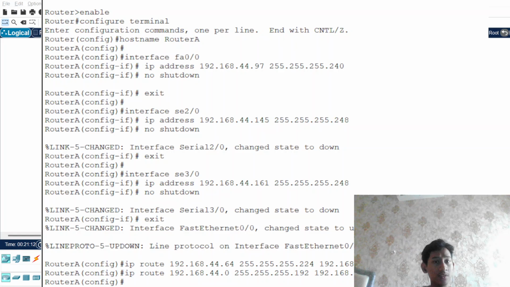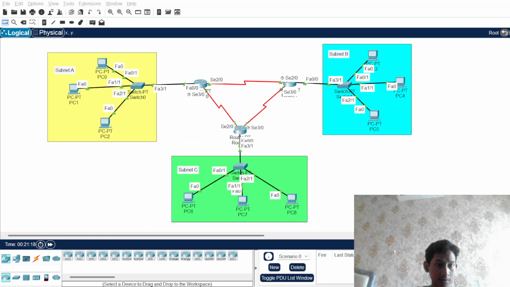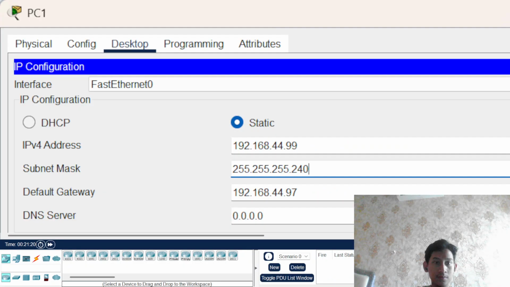After completing the router configuration, we configured the PC IP addresses. Each PC was assigned a unique IP address within its subnet, the correct subnet mask, and the default gateway pointing to the router's interface. The IP address of the PC must be different from the default gateway to avoid IP conflicts and ensure proper communication.